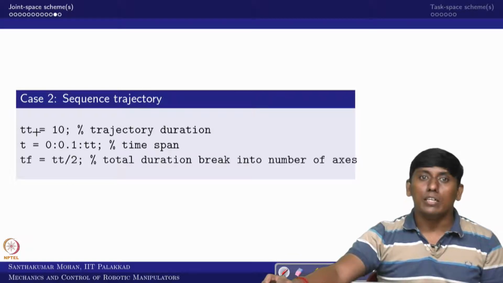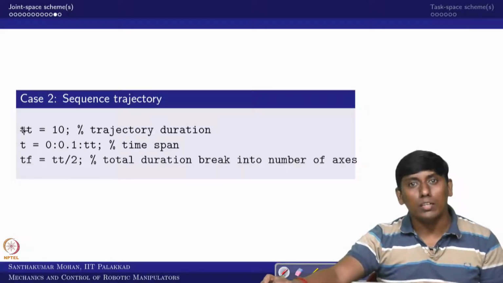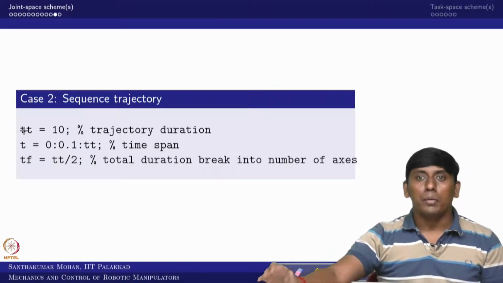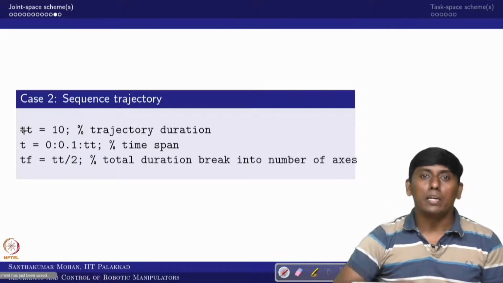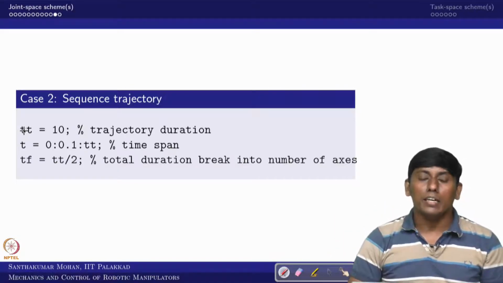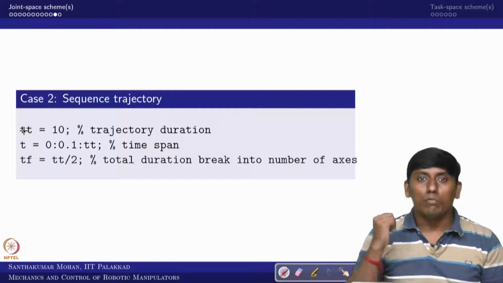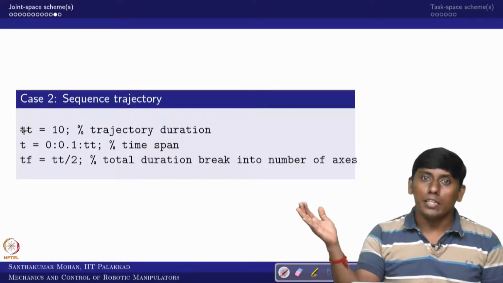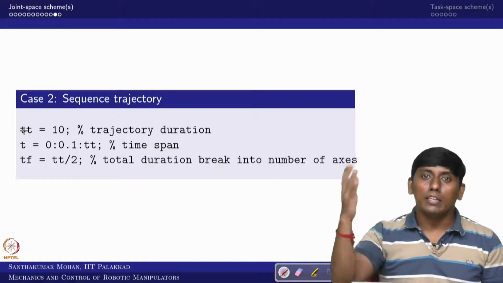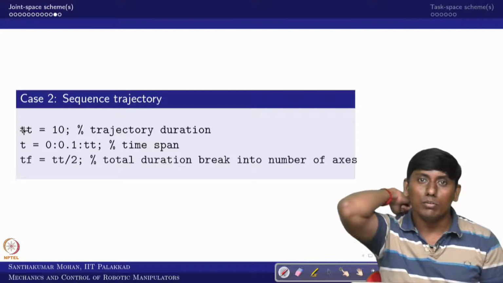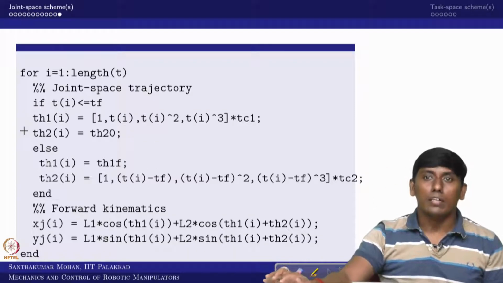Here TT is the total trajectory duration, but now I need to divide that into TF, into the number of segments, because each joint would be rotating independently. For example, now I have 10 seconds and 2 joints, so I break it into 5 seconds each. In the first 5 seconds the first joint will rotate, and in the next 5 seconds the second joint will rotate. That is what we have seen as a sequence trajectory.